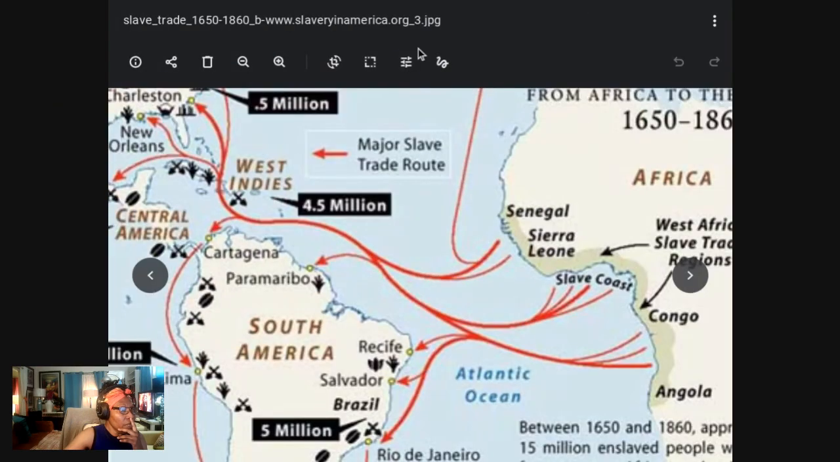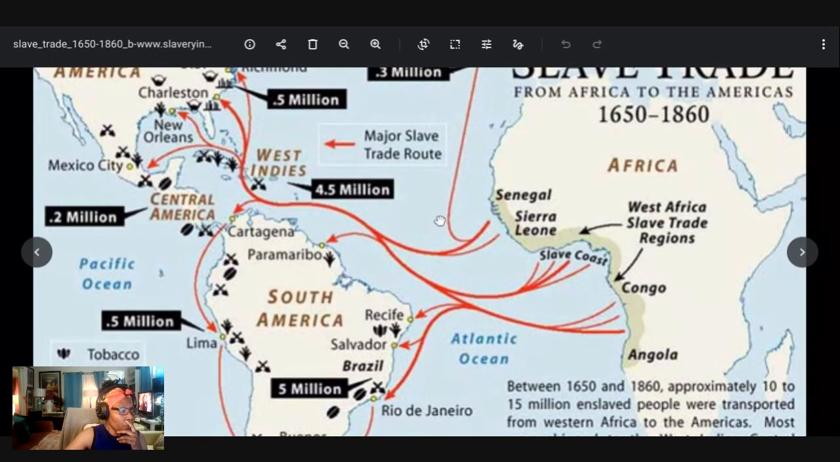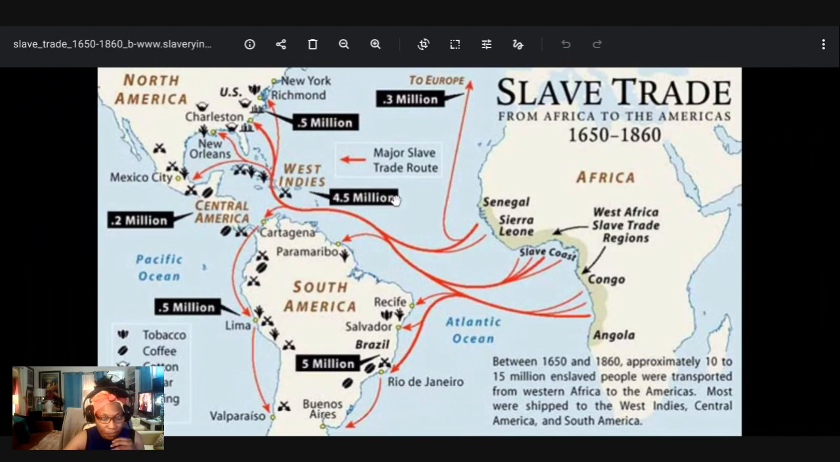And this is the slave trade and where they sent us, where they divided us into millions. But before I look at the map, I want to read this here. It says, and this is coming out of the book, The Historical and Cultural Atlas of African Americans.